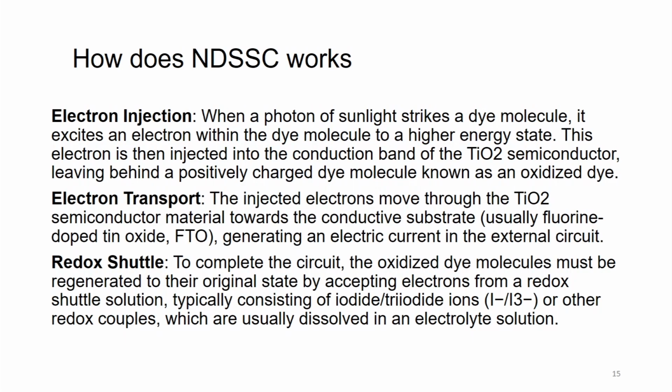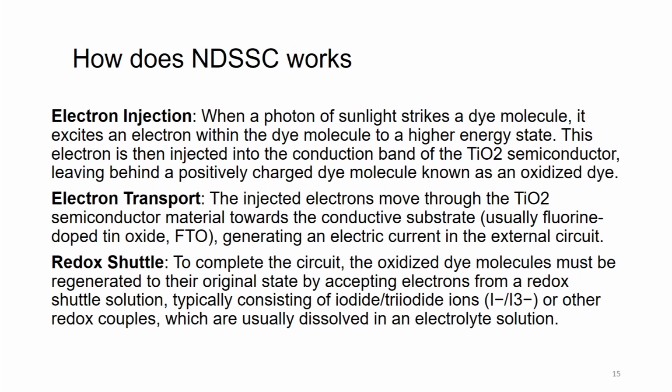Redox shuttle. To complete the circuit, the oxidized dye molecule must be regenerated to its original state by accepting electrons from a redox shuttle solution, typically consisting of iodide, triiodide ions, that is I minus upon I3 minus, or other redox couple which are usually dissolved in an electrolyte solution.